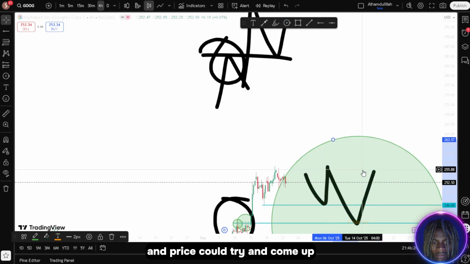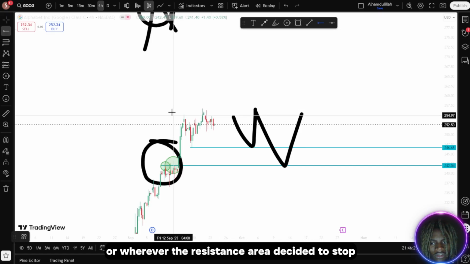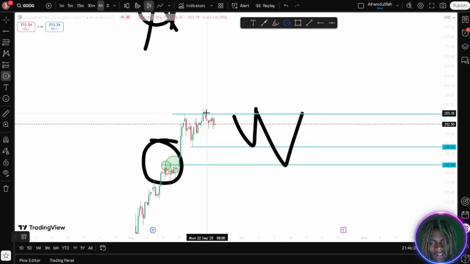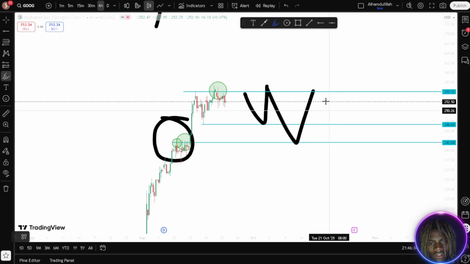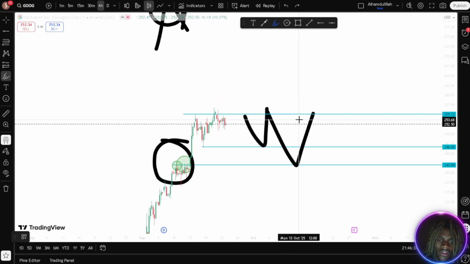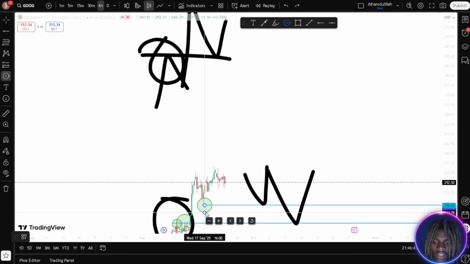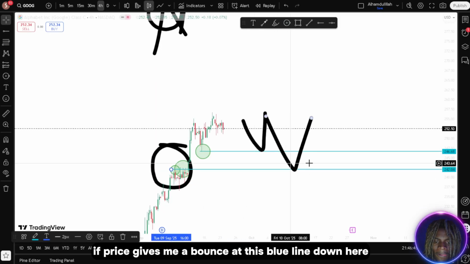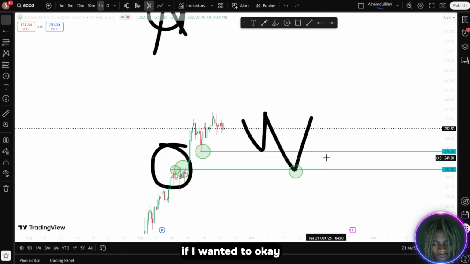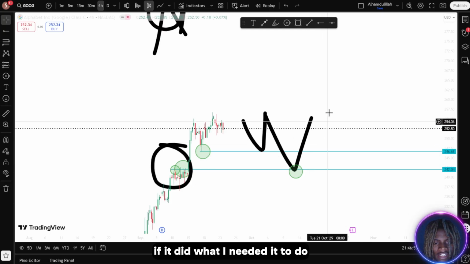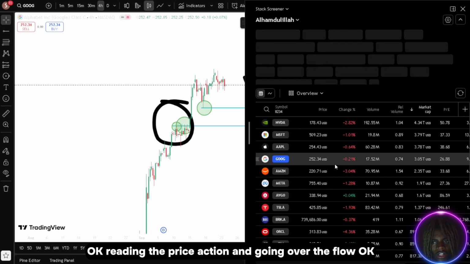And price could try and come up, and wherever we would close would be either the all-time highs or wherever the resistance area decided to stop. Or I could close at this area of support right here. So either one. If I didn't want to close up here, I could easily close at this area of support here too. So if price gives me a bounce at this blue line down here, I could catch a sweep from 242 to 246 on Google if I wanted to, if it did what I needed it to do. So it's just about taking your time, reading the price action and going over the flow.